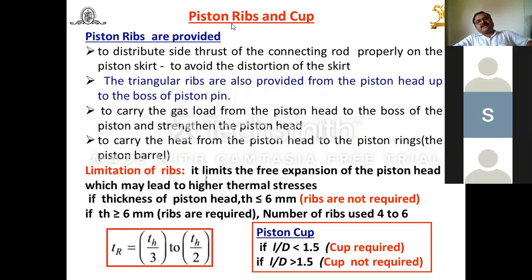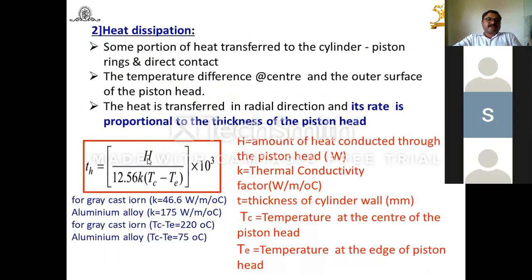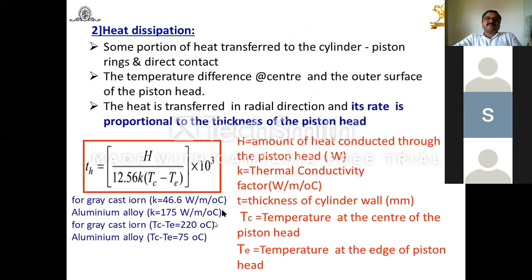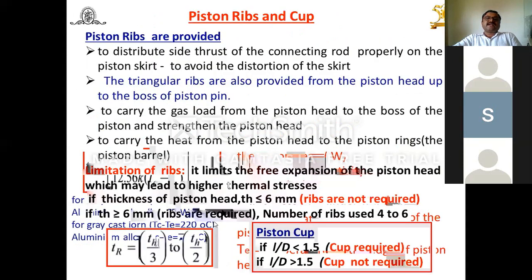Now here the important thing: by using the strength and heat dissipation criteria, you will get the dimension of the piston. And by using the empirical relation given by Held and Fabry, we can easily find out the thickness. Now the second important component: piston ribs and the cup.